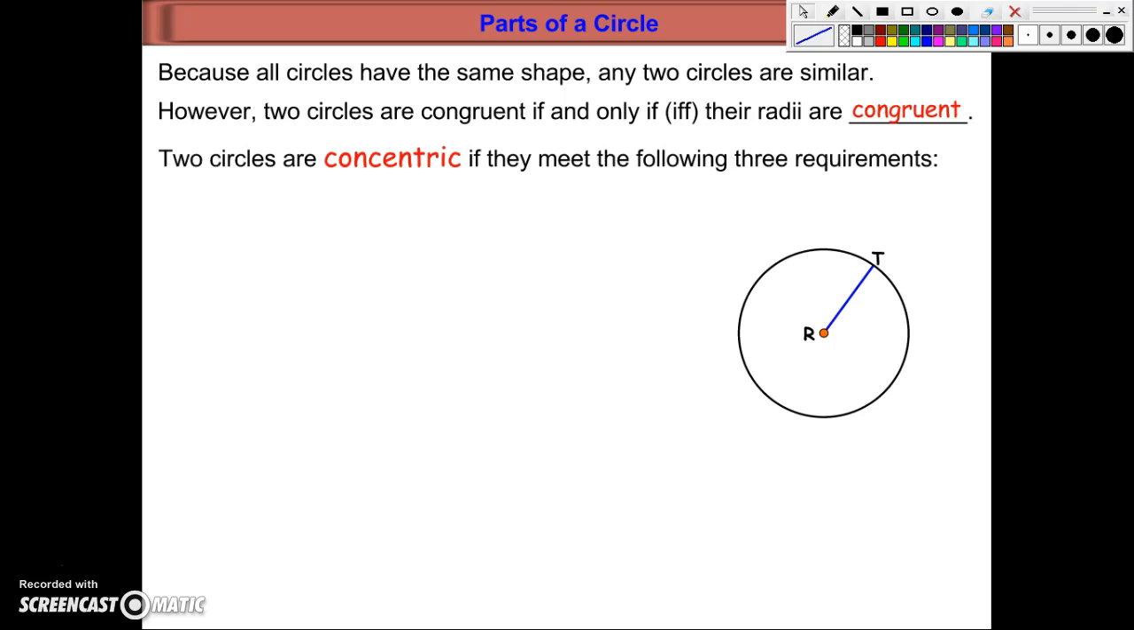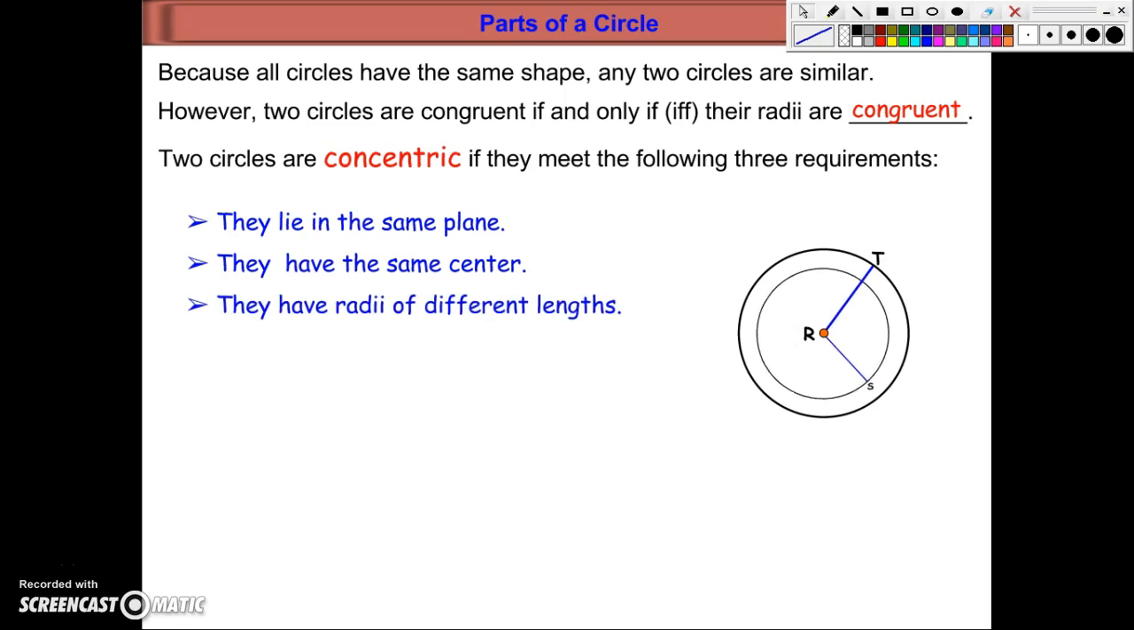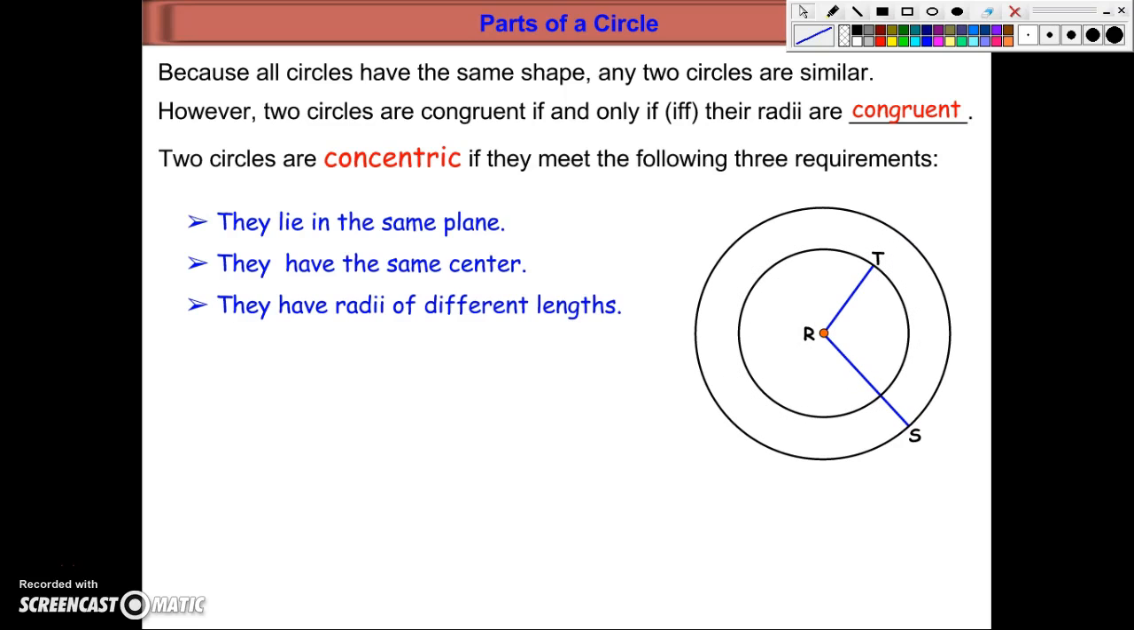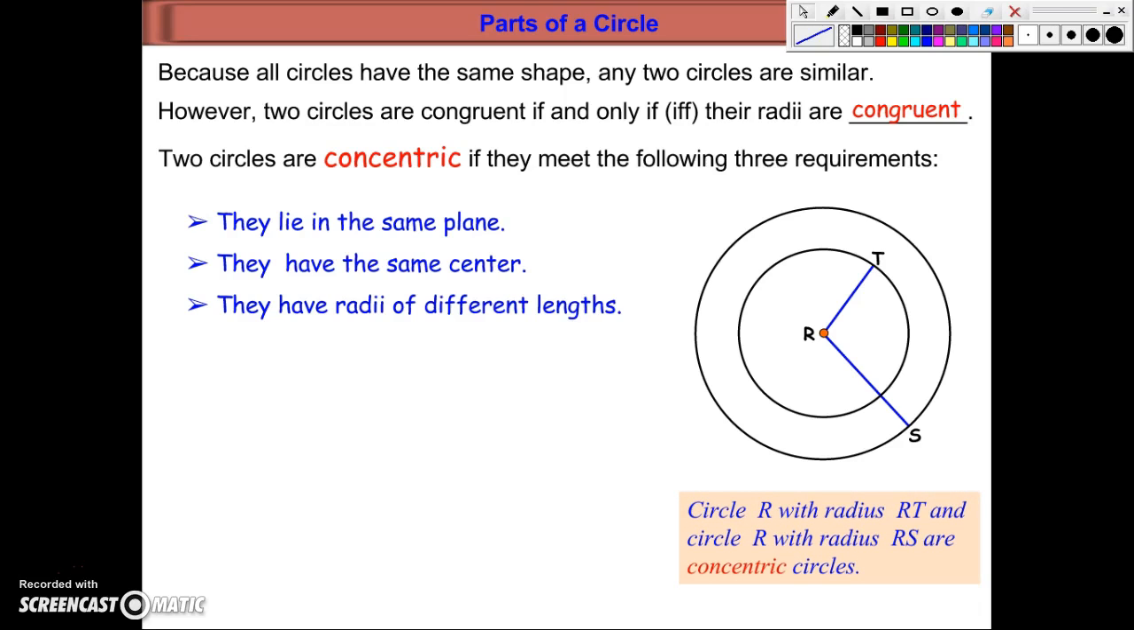Two circles are concentric with the same center. Con means with, centric means center. If they meet the following three requirements: they lie in the same plane, they have the same center, and they have radii of different lengths. It's like when you throw a pebble into a pond or a lake, when you see the ripple effects, those are concentric circles. Circle R with radius RT, and circle R with radius RS are concentric circles.